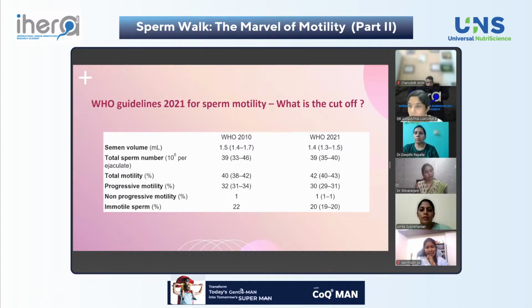In WHO 2010, it was 40, and now it is 42. Does it matter or not? I think he can tell us about that, how the treatment definitely. Will treatment affect this kind of motility?